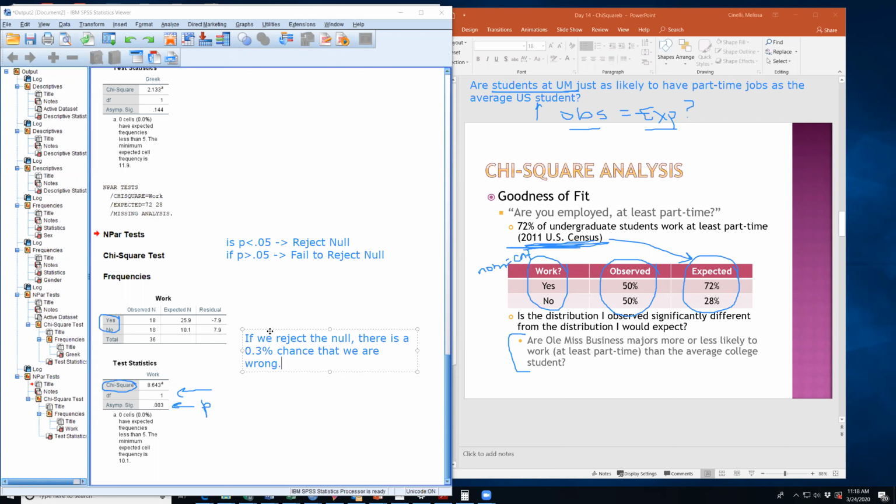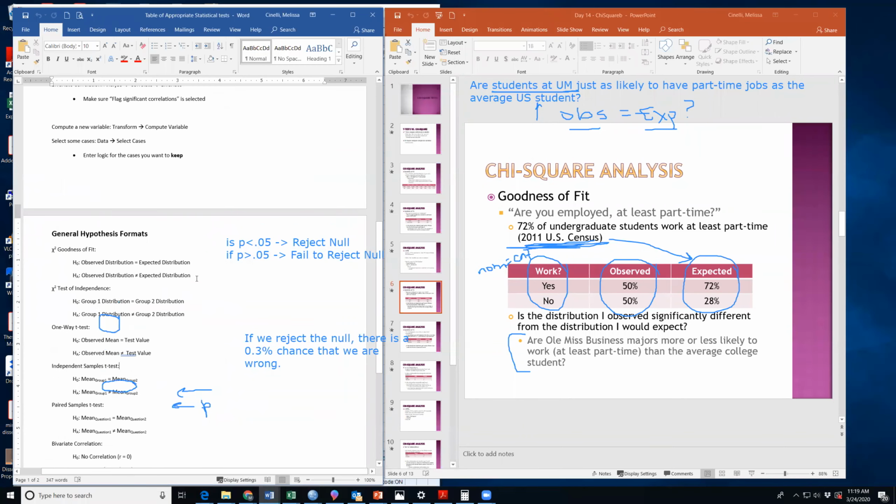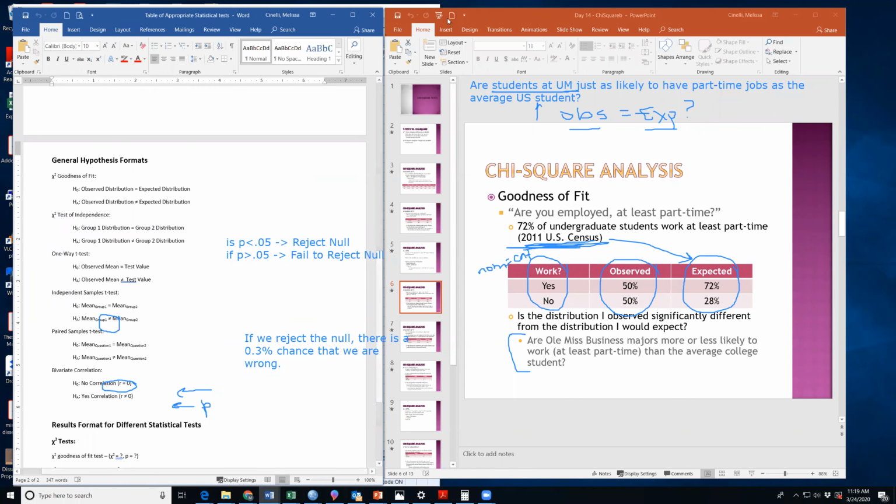That is within our tolerance of being wrong. So we're willing to be wrong 5% of the time. Here, we're only going to be wrong 0.3% of the time. All right, and so as a result, we are going to reject the null. All right, remember the null hypothesis here is that what we observed equals what we expected. We're going to reject that null.